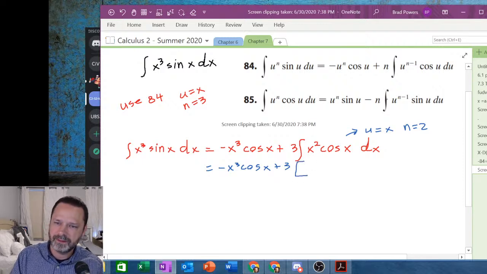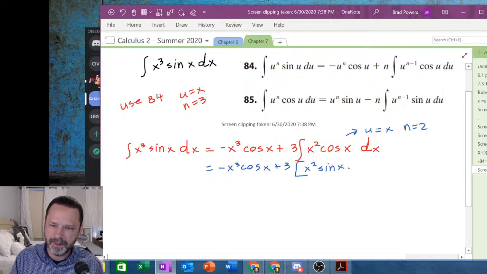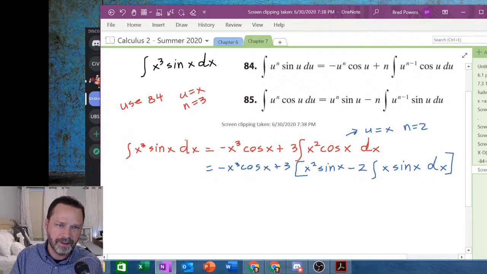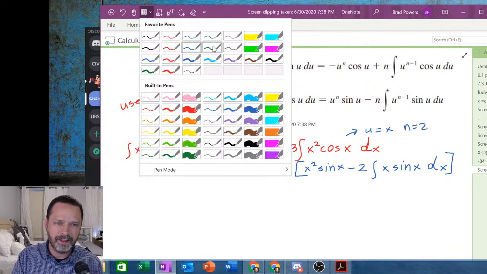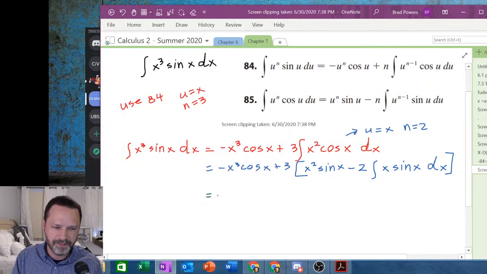Okay, so what am I going to get? 3 times u to the n, so x squared sine x minus n, which is 2 now, times the integral of u to the n minus 1, which is just x, sine x dx. Getting there. And I'm going to be careful and simplify that a little bit before I go any further.